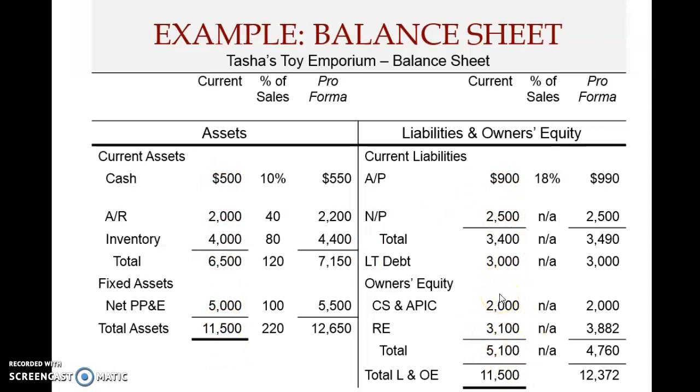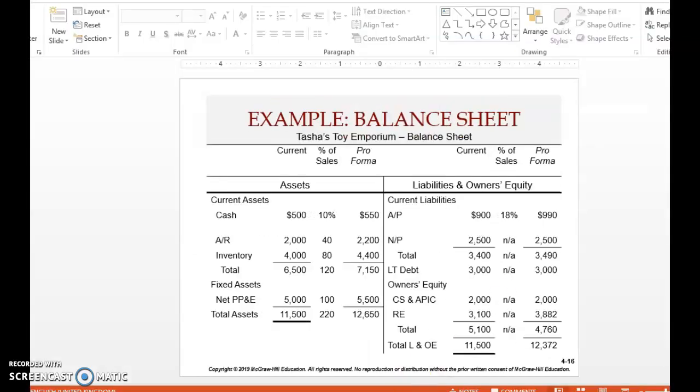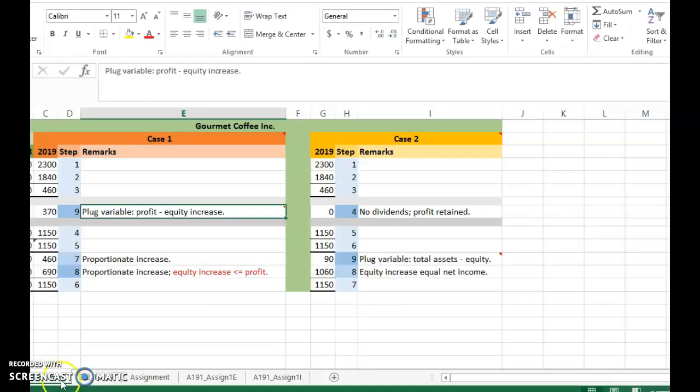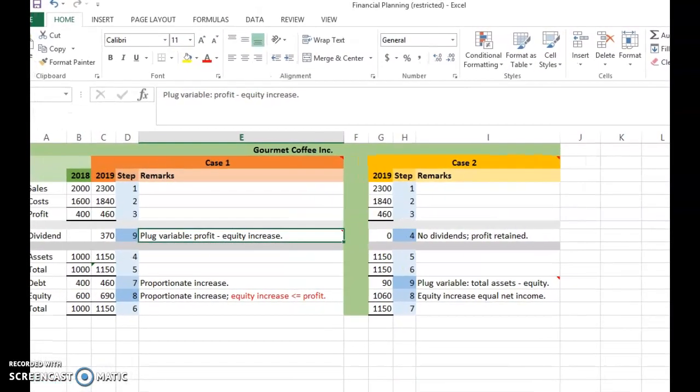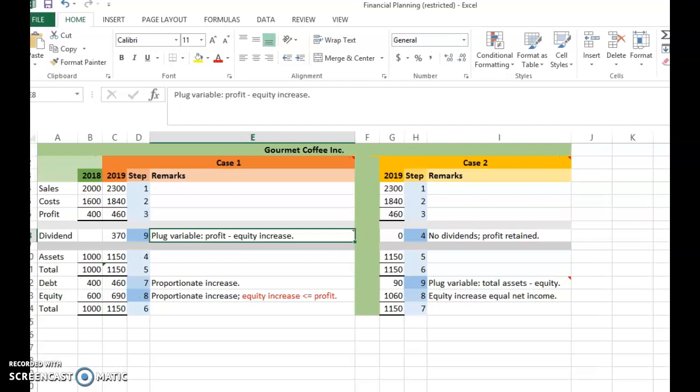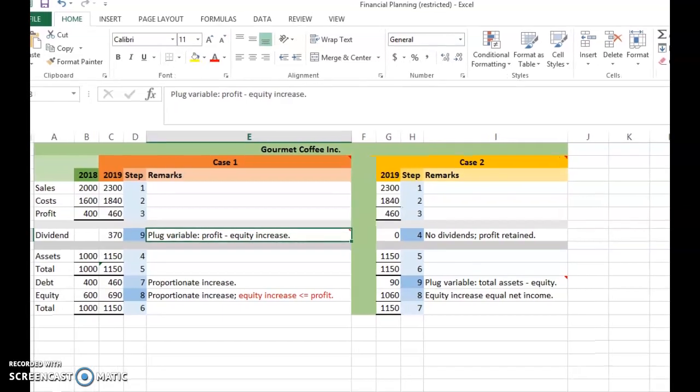So based on this percentage of sales method, we want to forecast both the income statement as well as the balance sheet for the coming year, which is 2019. So how do we do that? We look at this using this Excel worksheet. Let's drag it here. This is the example of gourmet coffee. So we move on to Tasha Toy Emporium.